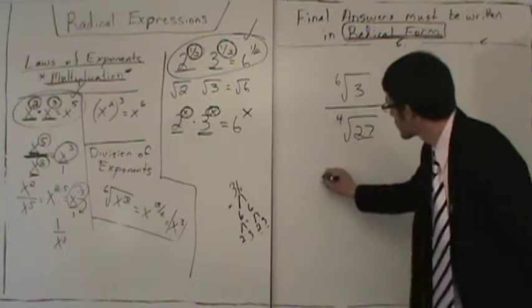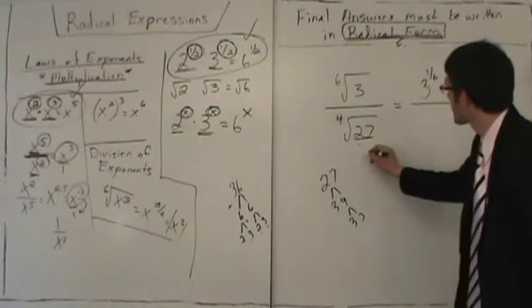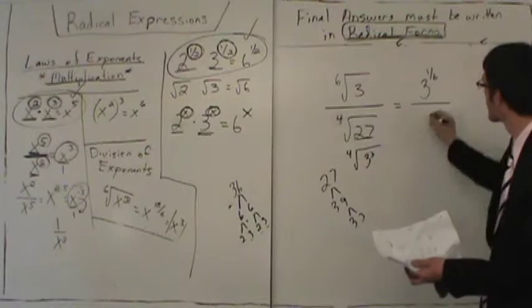So we have 3 3s, so we're going to write this as the 4th root of 3 to the 3rd. So go ahead and rewrite this as the 4th root of 3 to the 3rd. We can write this as 3 to the 3/4 power. Notice, what have we done here?